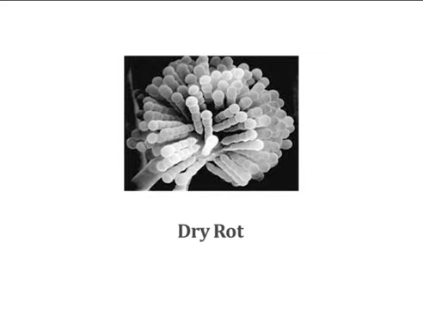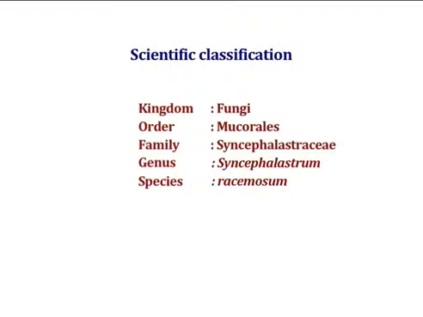Next important fruit rot disease is the dry rot. Symptoms appear as small isolated dark patches on the surface of the fruits, covered with mycelium and spores of the fungus. Now let us see about the scientific classification of this pathogen. Kingdom is Fungi, order Mucorales, family is Syncephalastraceae, genus Syncephalastrum, species racemosum.